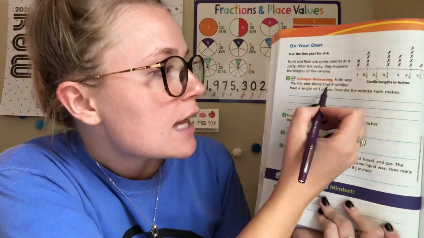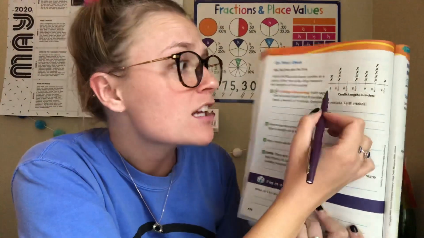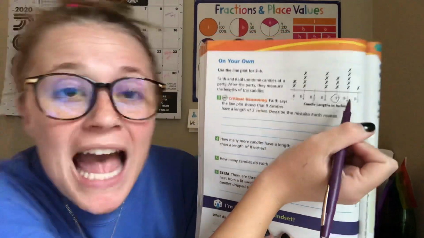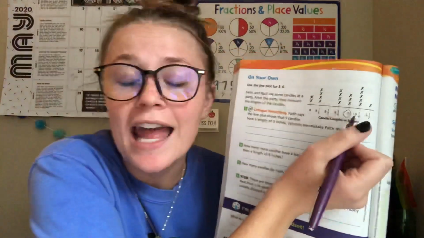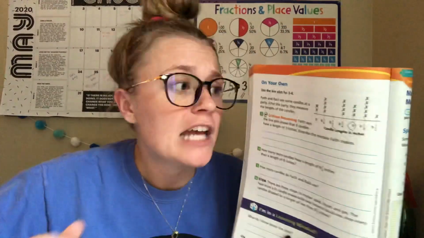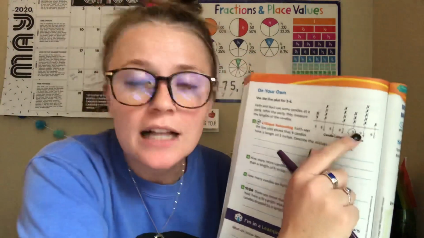So she says that 9 candles have a length of 3 inches. And that is so silly because we don't even have 3 inches on our number line. It starts at 8 and ends at 9.5. So what she did is she said, oh, 9, that must be 9 candles, and they're 1, 2, 3 inches. Okay, so that is way off. She just switched it. Okay, the numbers tell us the length. The X's tell us how many objects are at that length. So you would write that all out here.